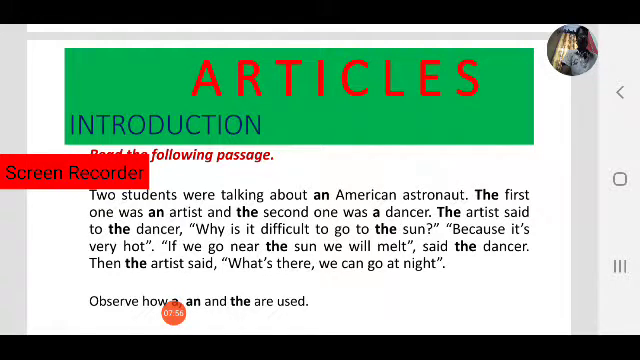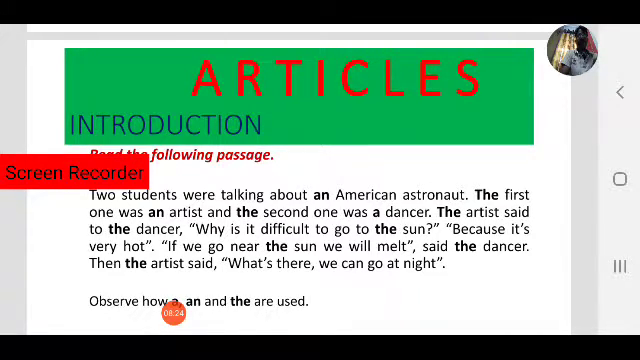Because in the first sentence we have already mentioned them. Already two students. Observe, two students. Again we are talking about them again, so that's why we are referring to them. That's why here we use the. Already we have learned that the is used before nouns that are particular or referred to. Here we are going to refer to them a second time.